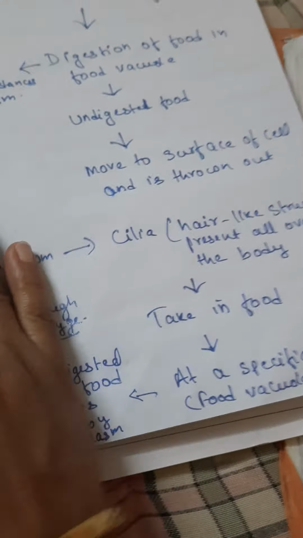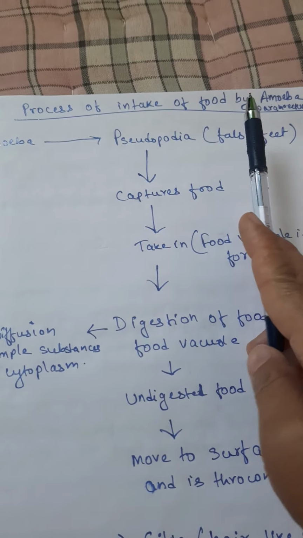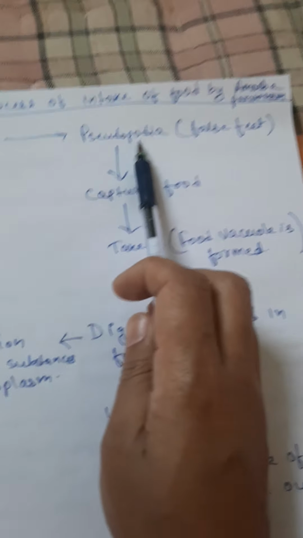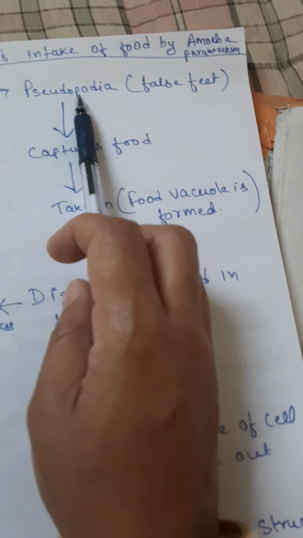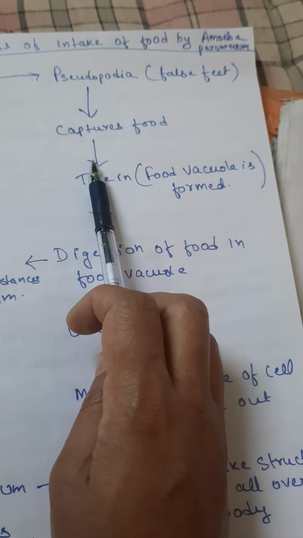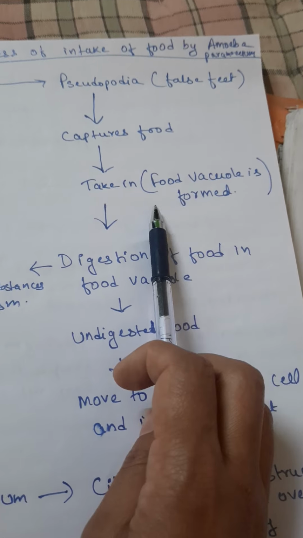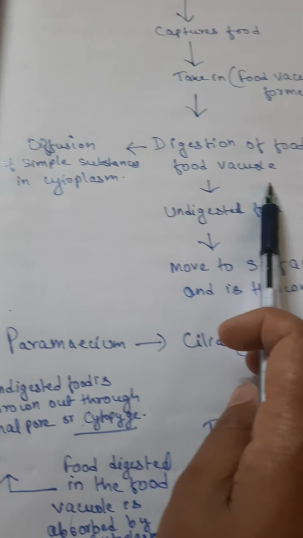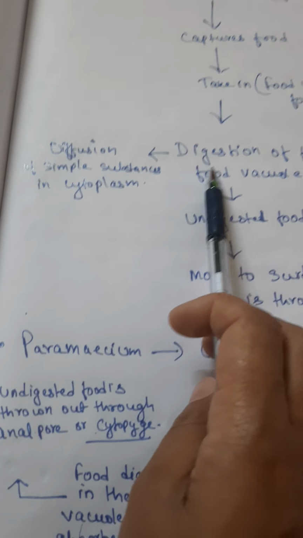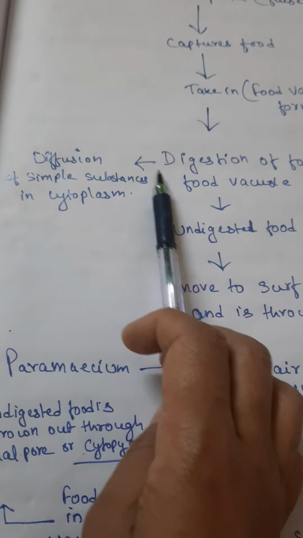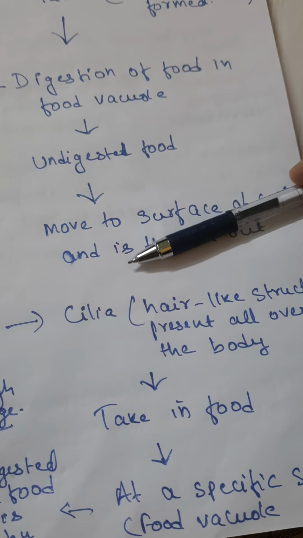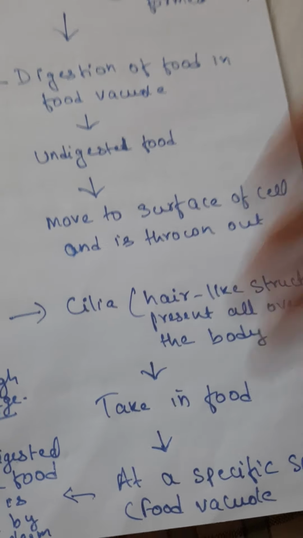Now let's see all this in detail. The process of intake of food by amoeba: firstly, amoeba creates false feet called pseudopodia. With the help of pseudopodia, amoeba captures its food, then takes it inside, and there the food vacuole is formed. Now the food is digested. The digested food is diffused to all parts of the amoeba, and the undigested food moves out of the surface and is thrown out through the body itself.